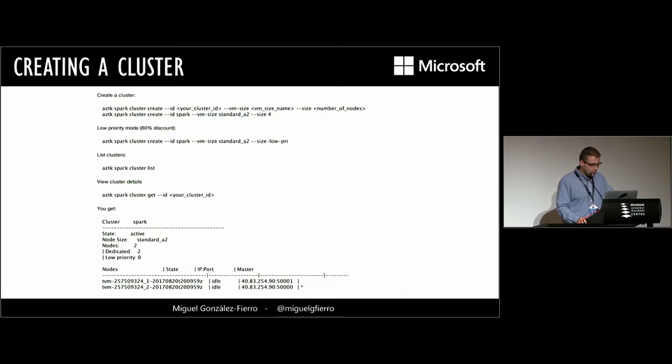To create a cluster, the only thing you need to know is to do aztk spark cluster create, and then you define the VM that you want to use and the size. And as I said before, you can use the low priority mode, and you'll get a discount. You have tools for listing the clusters and to get the details. If you get details, you get something like this. Obviously, when you're working with pipelines and with customers, it is very important to have a good monitoring tool.